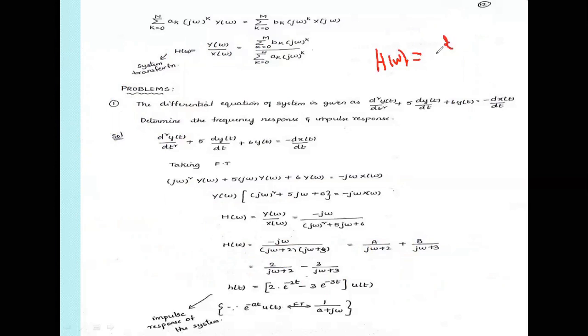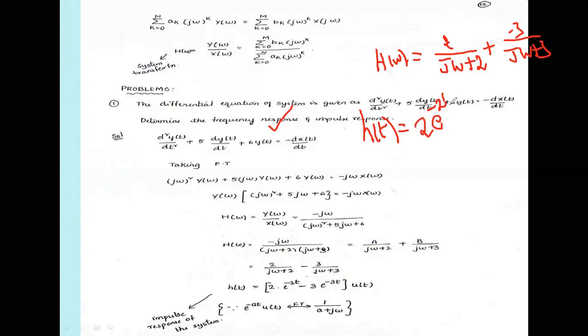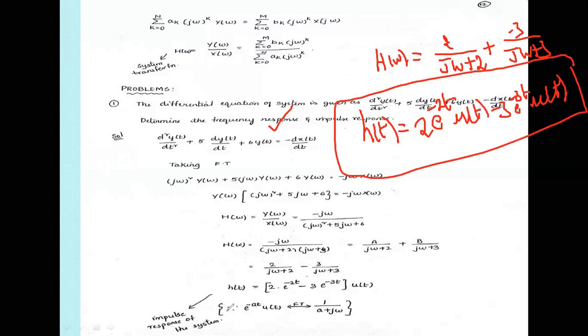To get H of omega, A is 2, that is 2 by j omega plus 2, and B is minus 3 by j omega plus 3. So H of omega we got as the frequency response. For the impulse response, by the inverse Fourier transform, we get 2 into e power minus 2t mu of t minus 3 into e power minus 3t mu of t as the impulse response h of t. Got it, my students?